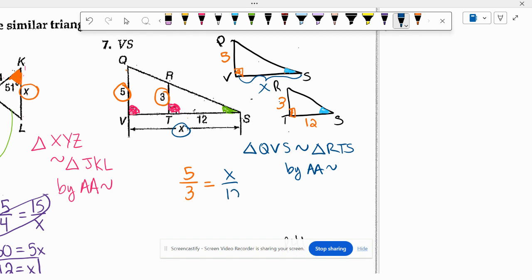X over 12. So 3x equals 5 times 12 is 60, which means x equals what? What does x equal? 20. X equals 20.